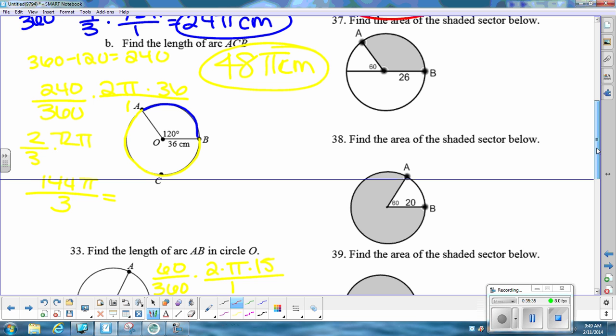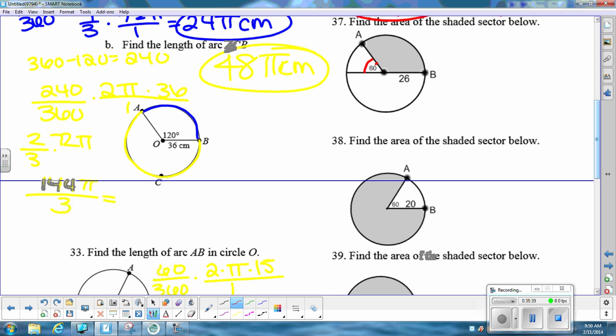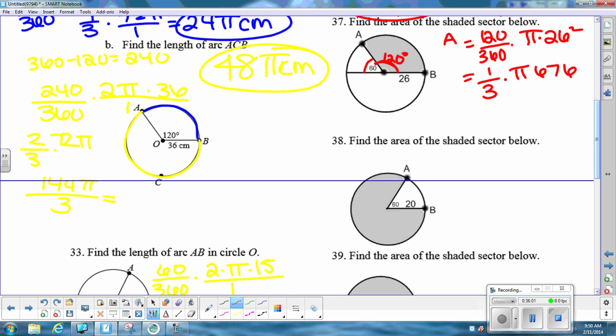So this time, we know that this piece is 60 degrees, but we're looking for this part. This would be 120 because it makes the line with the 60 degrees. So that means our area of our sector is 120 divided by 360 times pi times 26 squared. So this is 1/3 times pi times 676. So our answer is 676 pi over 3. As a decimal, that would be 707.905.